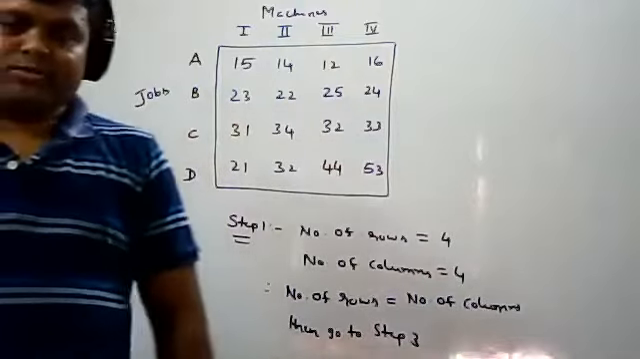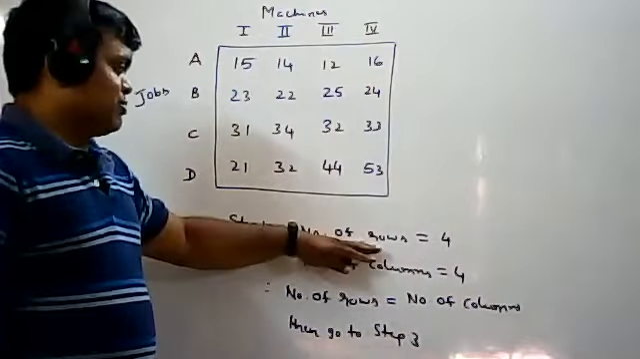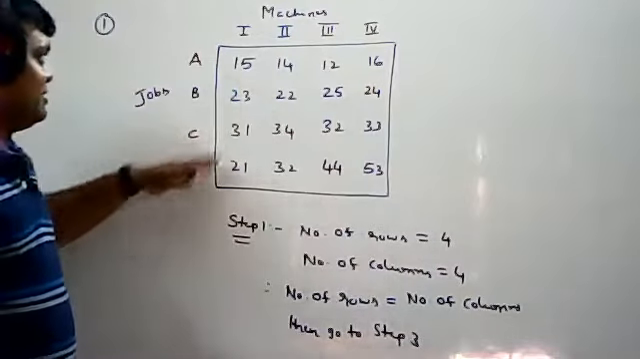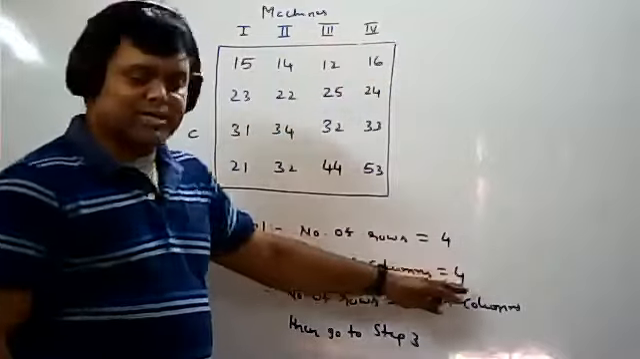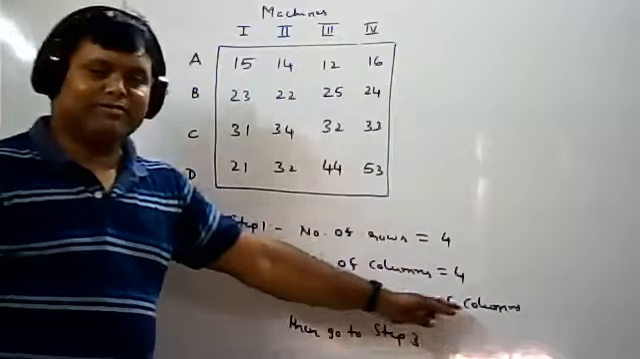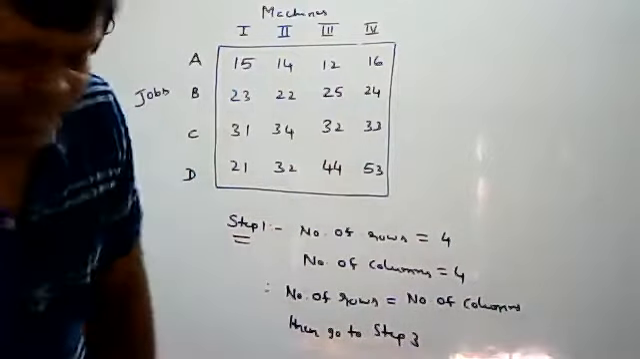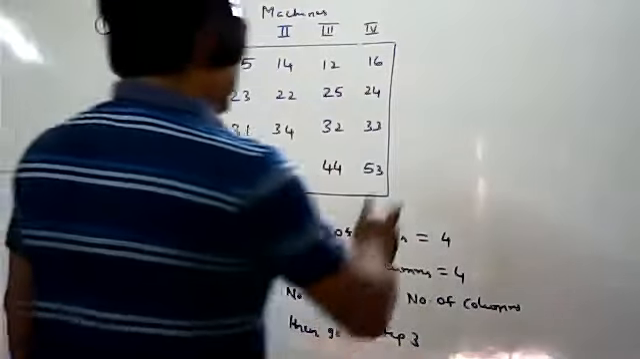Okay, so already I have explained the procedure. What is the first step in the Hungarian method? You check how many rows there are: 4 are there. And how many columns: 4 are there. So in this case number of rows is equivalent to number of columns, and I am going directly to step number 3. So what is step number 3 in the Hungarian method? Next I will write step number 3 here.